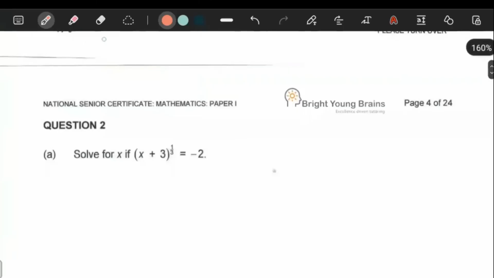Let's keep moving forward. Number 2. Question number 2 says, solve for x if this equation is equal to negative 2. So this kind of an equation, I mean, obviously you need to know your third laws.